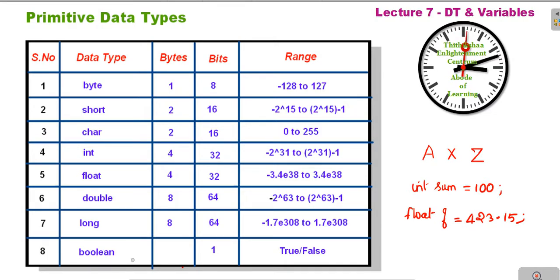Next one, boolean. Boolean takes only 1 bit. We have already seen the logical gates like and, or, and all those truth tables. So it takes only 1 bit, either true or false, or it can be told as high or low, or 1 or 0. So these are the important 8 primitive data types: byte, short, char, int, float, double, long, boolean. Okay, we will see a program for this.